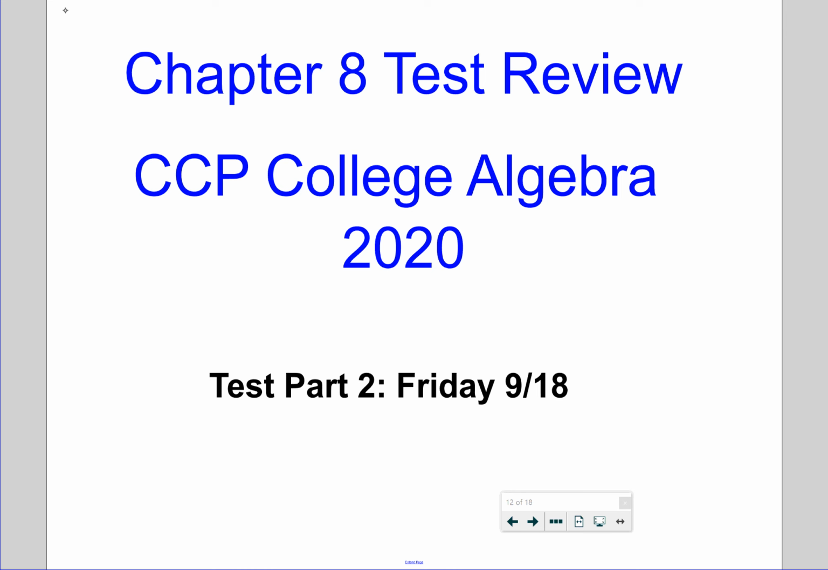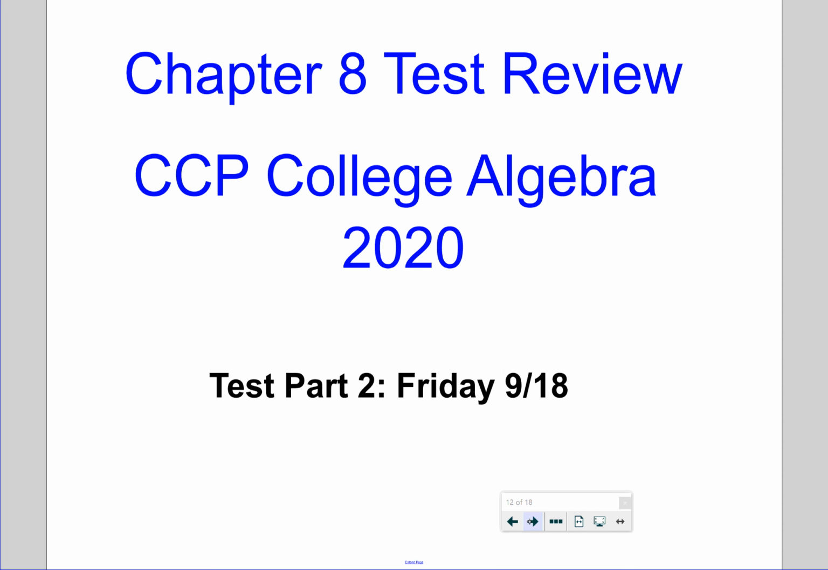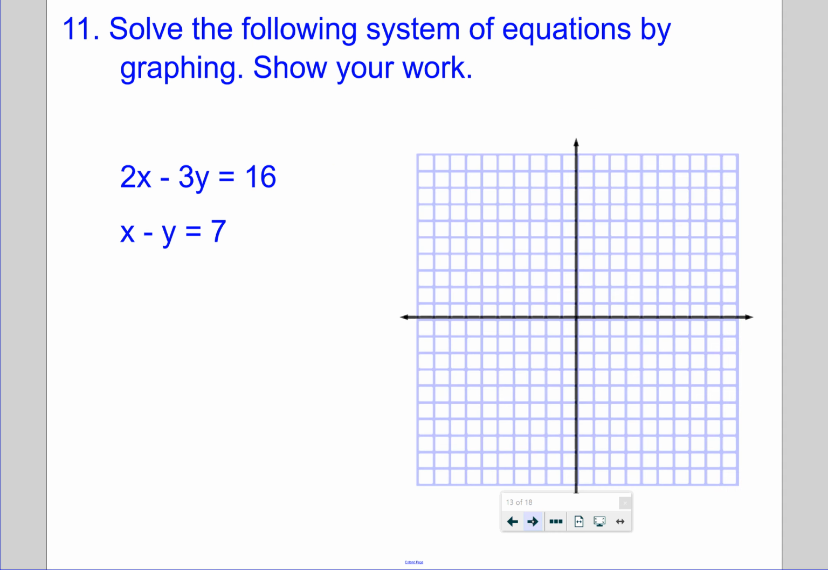Okay, this is the second half of your test review, Chapter 8 material, which was all of our system stuff. These problems that you're about to see are what will be on Friday's part of the test. So again, you can use a graphing calculator on this if you want to, but you must show all your work algebraically, especially a problem like this one where you're graphing. Show how you do it by hand to be able to receive the full credit on the problem.